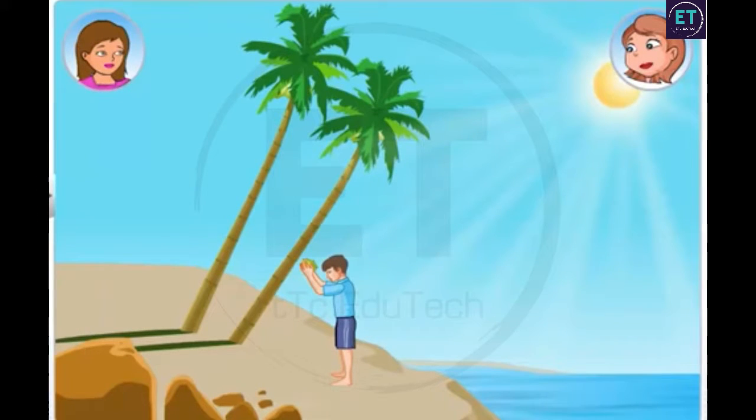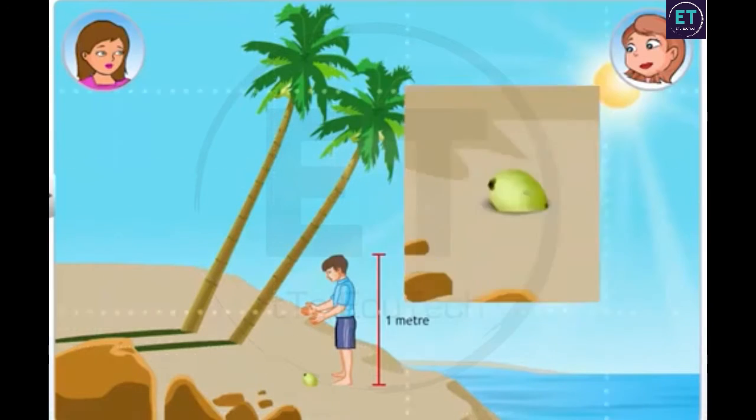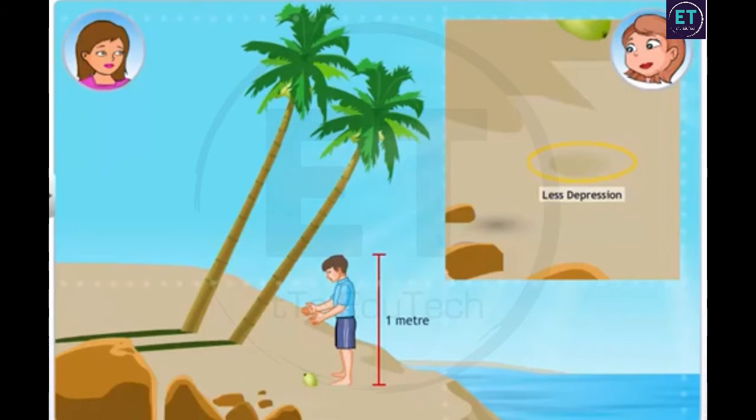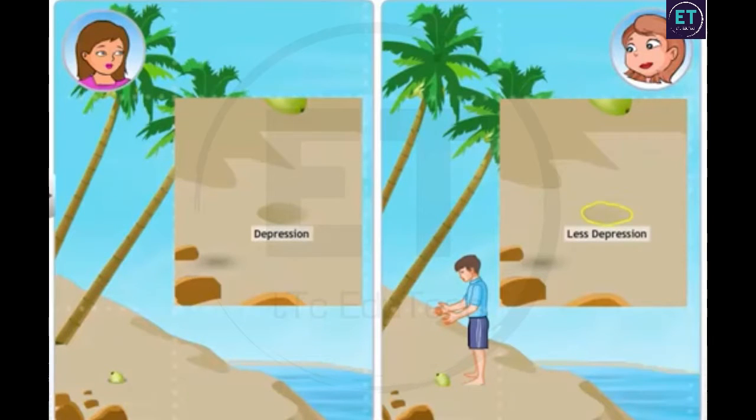Now let's see what happens if we again drop the coconut from a lesser height, say 1 meter. It still makes a depression on the sand. But this depression is not as deep as the one made earlier by the coconut that dropped from the tree. That's because the first time the coconut was dropped from a greater height and hence had higher speed. This gave it more energy to do work. Thus, more work was done when the distance traveled by the coconut was more.